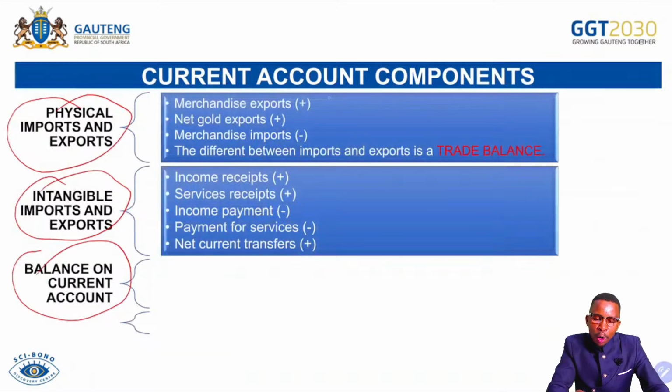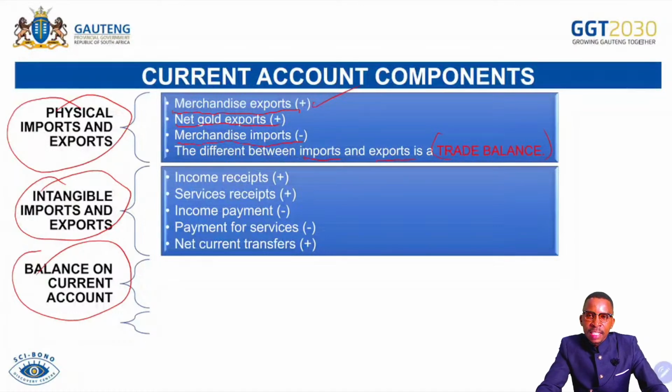In this case, we talk about merchandise exports. What is this? We talk about the movement of physical goods from one country to another. Merchandise exports are goods that are produced by South Africa and sold abroad. These exclude gold. Then we talk about net gold exports, which is the difference between the gold exported and the gold imported. South African net gold is always positive because South Africa is a main exporter of gold. Merchandise imports are goods that have been produced abroad and sold in South Africa. These exclude gold. The difference between imports and exports is called the trade balance.